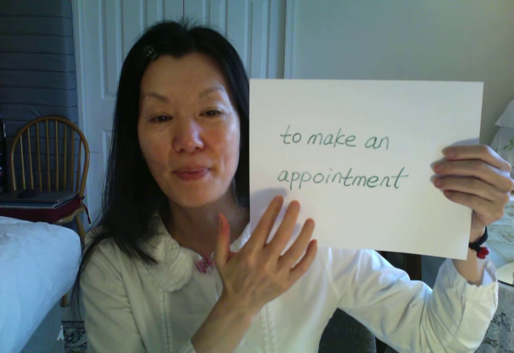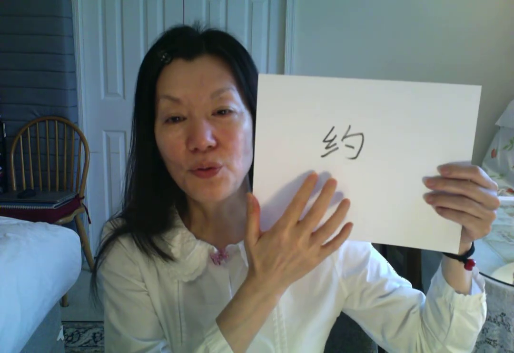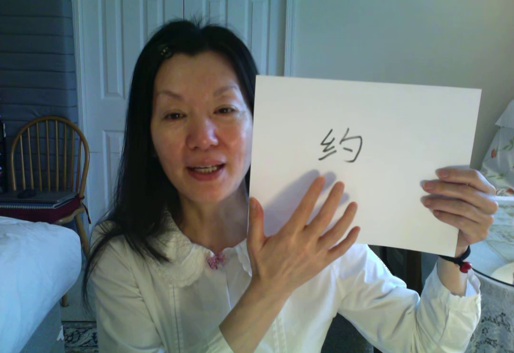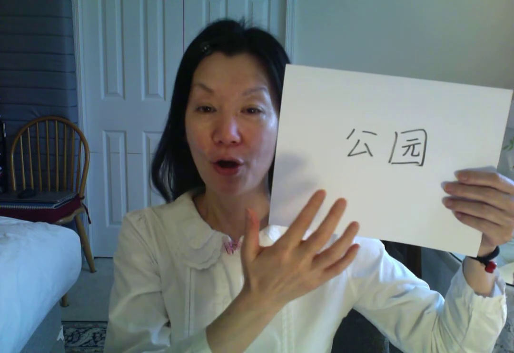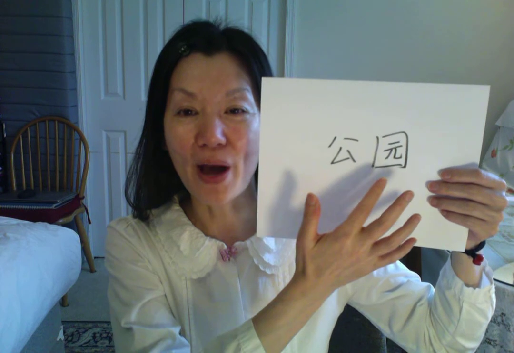Then to make an appointment. In Chinese, you say 约. 约, to make an appointment. One more time, 约. And sometimes you go somewhere to play here. Where? Park. In Chinese, you say what? 公园, yes. 公园, park. Okay.